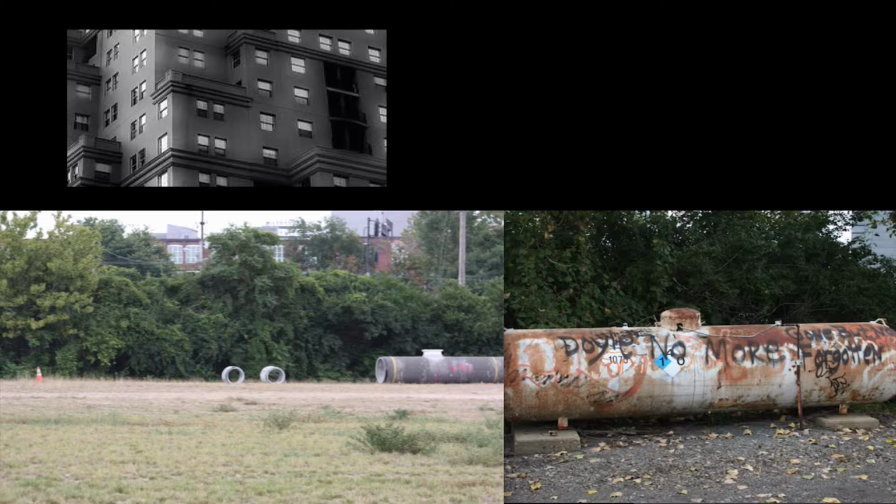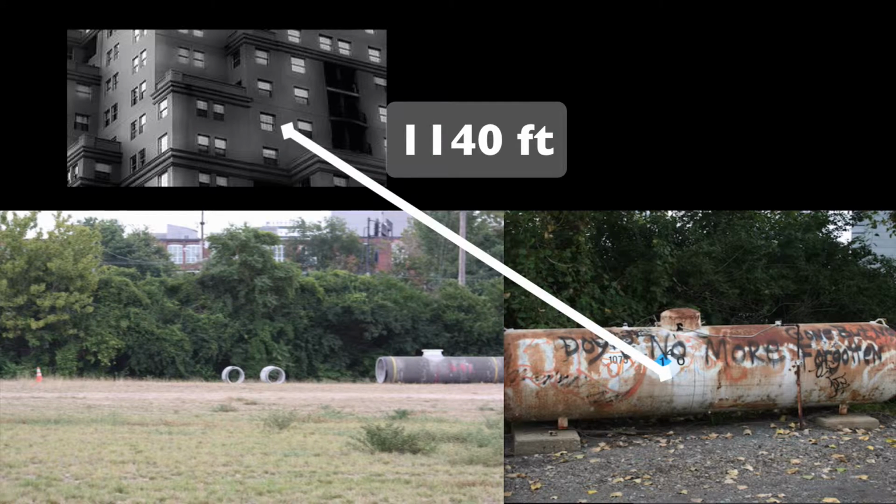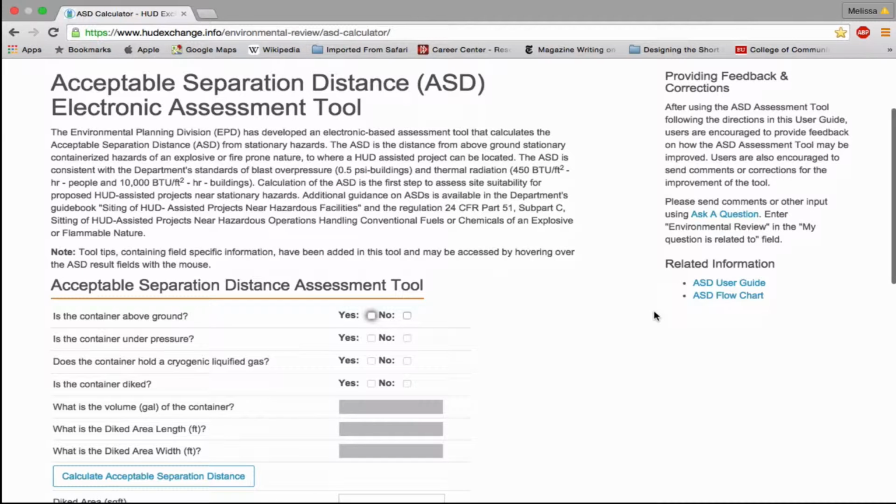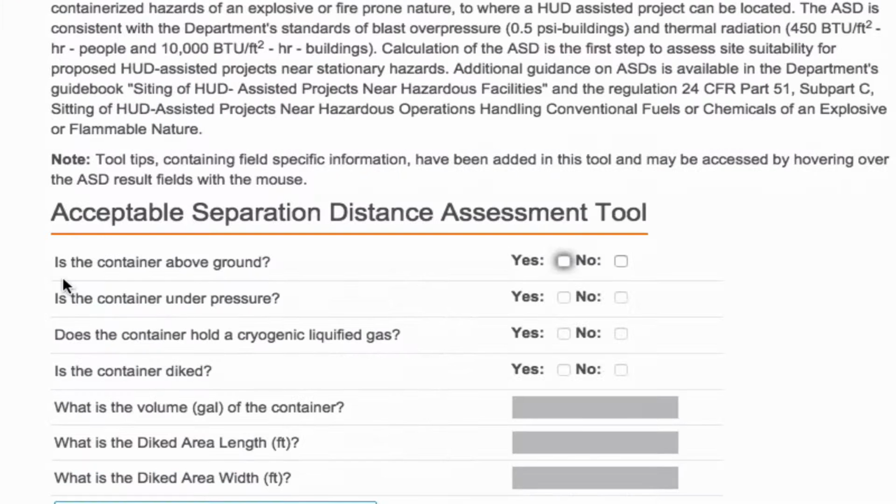It is also 1,140 feet away from the nearest building that would be populated by people. We use the ASD tool to calculate the acceptable separation distance for this size tank to see whether or not it is in compliance. First, we would go to the ASD Electronic Assessment tool. Then, we would answer the questions on the screen.